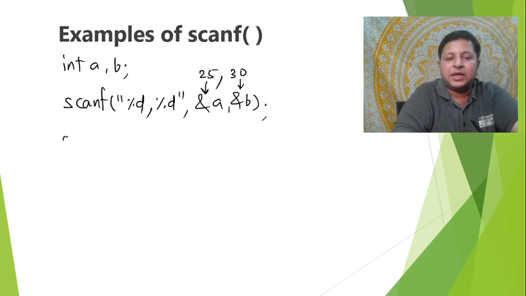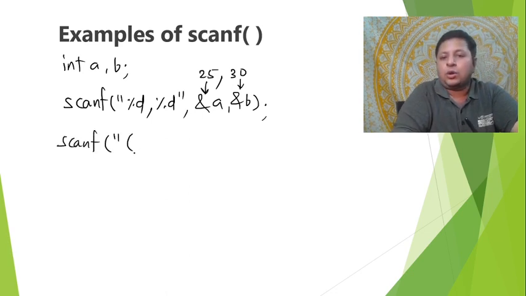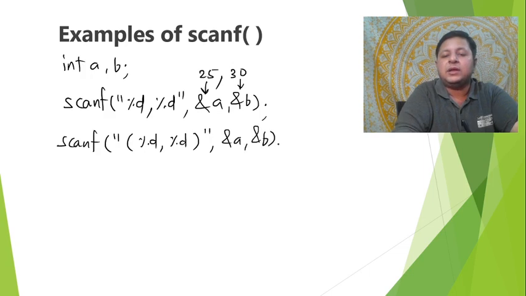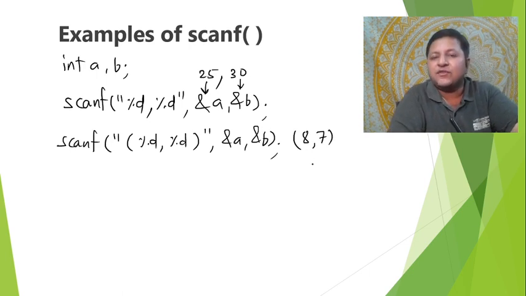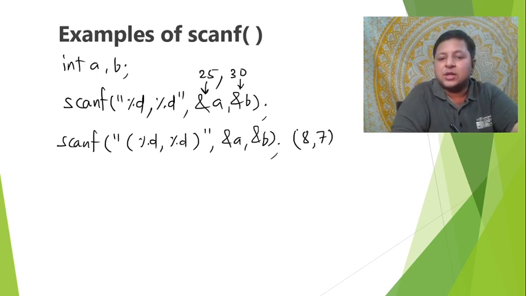For example, if I have something like this, scanf("(%d,%d)", &a, &b). I'm expecting input something like this. Let's say (8,7). Something like, I give coordinates of a point or something. This bracket is going to match, 8 will be read, comma is going to match, 7 will be read, and the closing bracket will be matched.